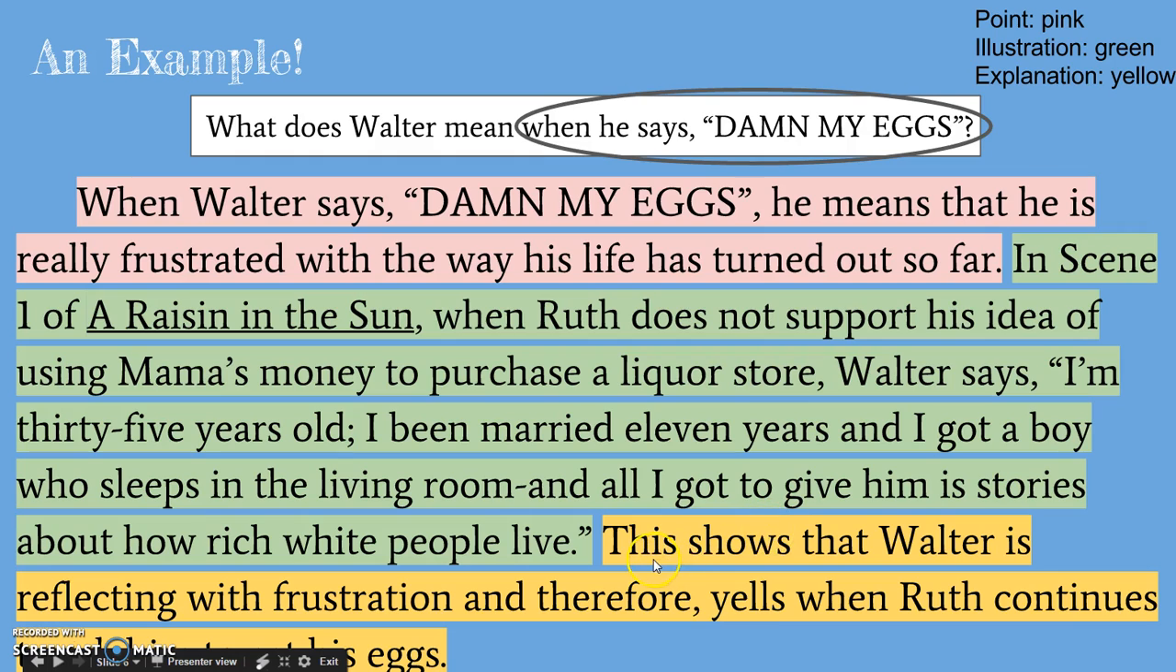Now I need to explain how this quote supports my claim that Walter is feeling really frustrated. So I say, this shows that Walter is reflecting with frustration and therefore yells when Ruth continues to ask him to eat his eggs.